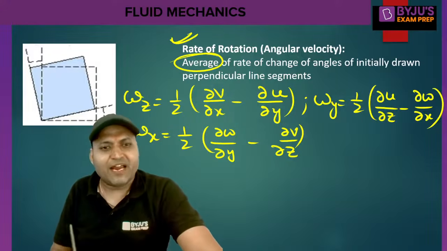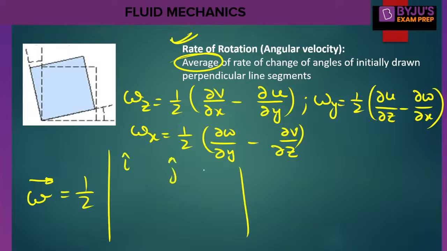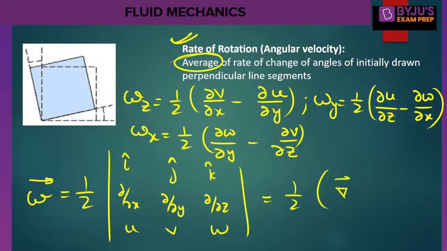Or we can define the angular velocity vector. Omega vector, angular velocity vector, is equal to half of this determinant: i cap, j cap, k cap, del by del x, del by del y, del by del z, u, v, w. Or we can write it as half into del cross v. That is called the angular velocity vector.